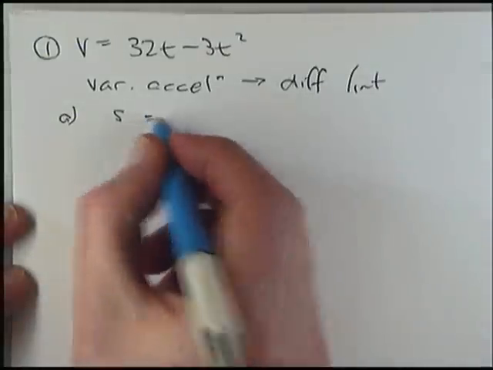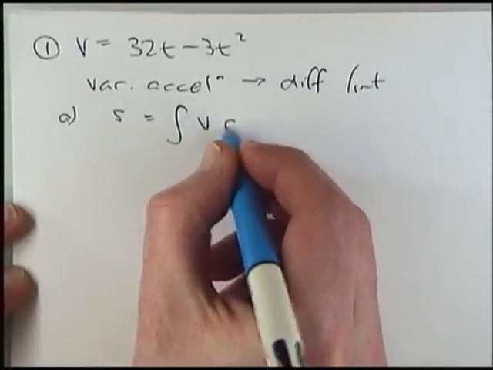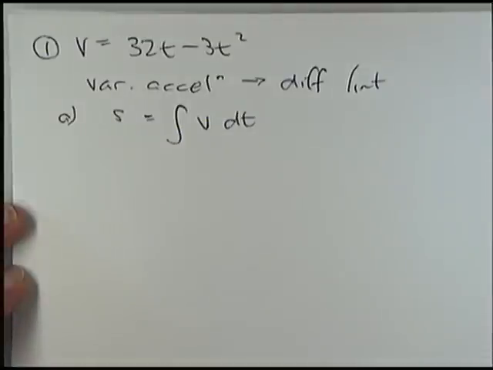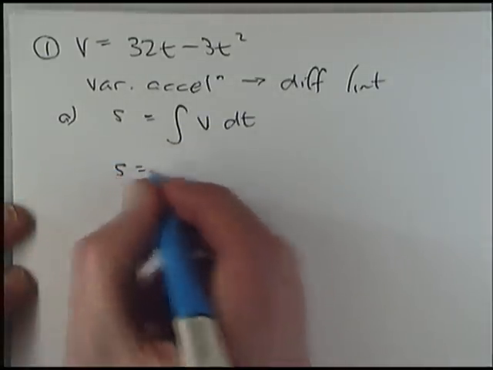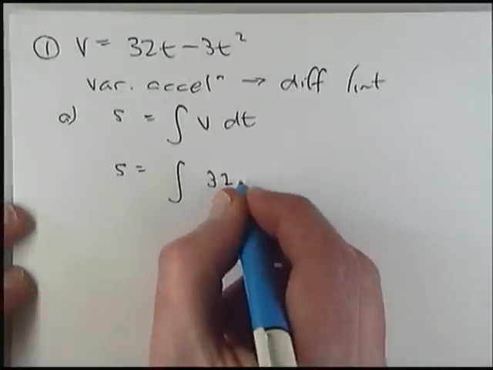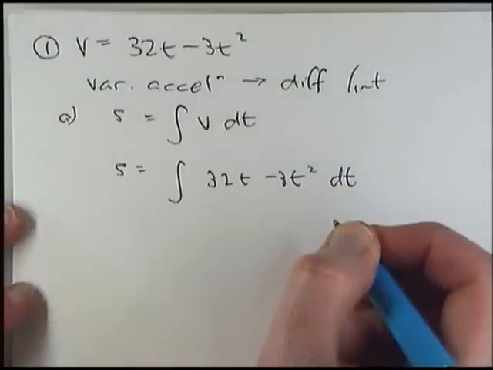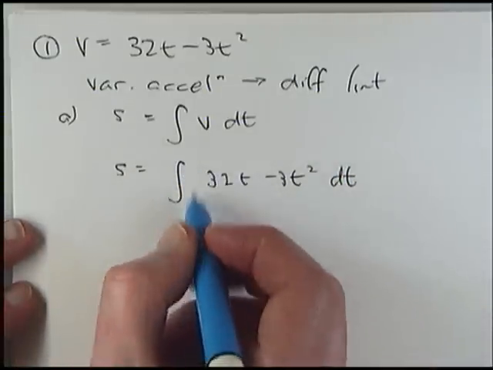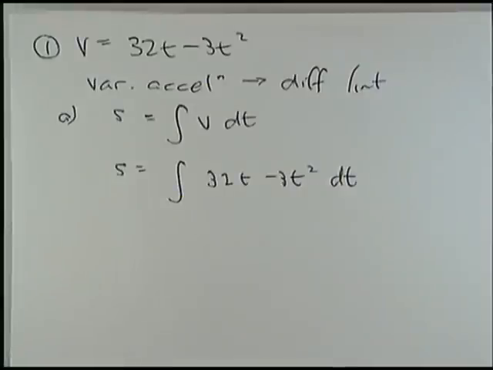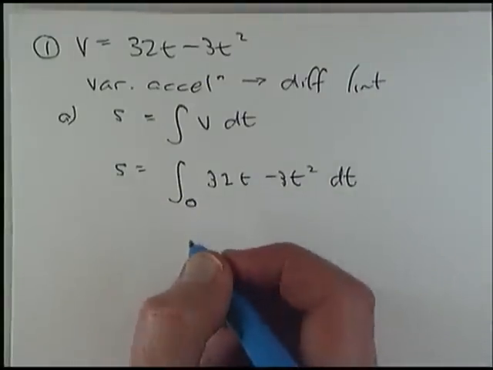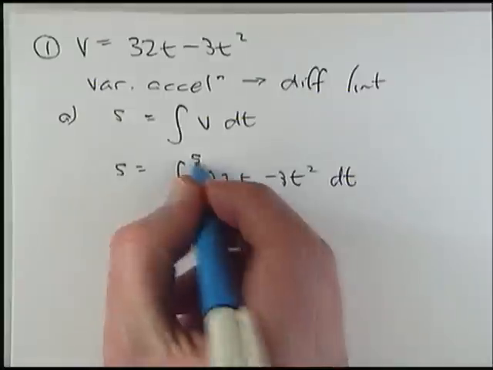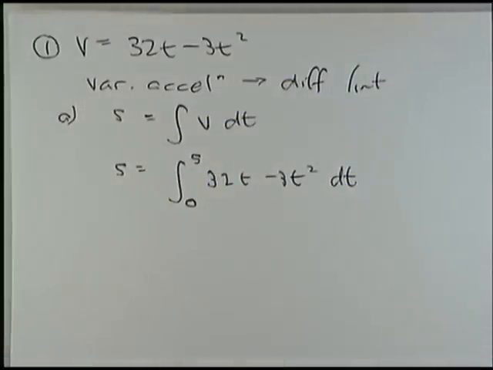For distance, the formula you should have is you integrate velocity. So in this question, to find the distance travelled, we need to integrate 32t minus 3t squared with respect to t. And we actually put two numbers on here, two limits. We're trying to find out what the distance is between a time of 0 seconds and a time of 5 seconds. So we put those limits in there.